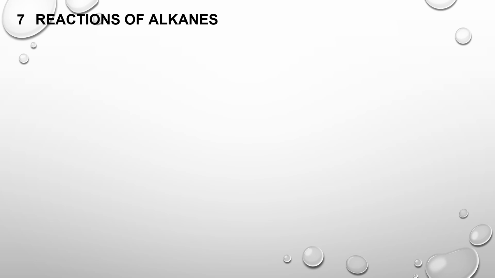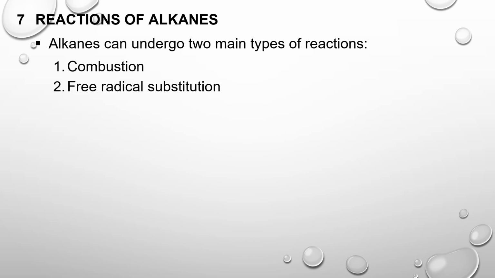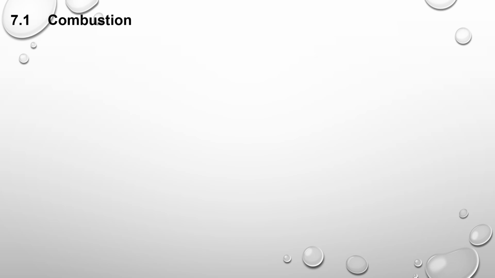So for a start, let's look at some of the reactions of alkanes. Alkanes themselves basically undergo three main types of reaction. The first one is combustion, followed by free radical substitution. So the first one we're going to talk about is combustion.